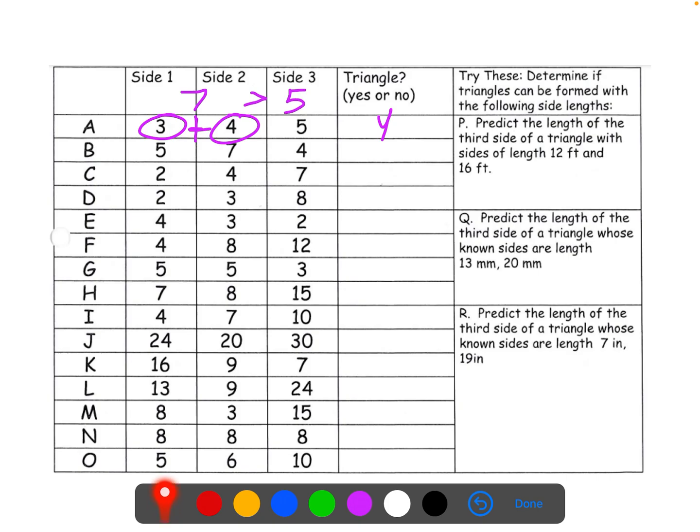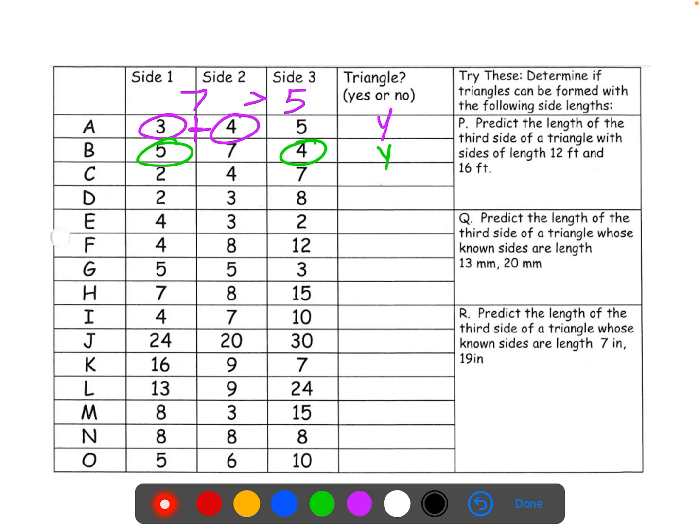Pay attention to what your two shortest sides are. So on B, our two shortest sides are not side by side this time, but they have a sum of 9. 9 is greater than 7. Yes, we have another triangle there. I want you to go through the rest of these and determine whether or not it would be a triangle.